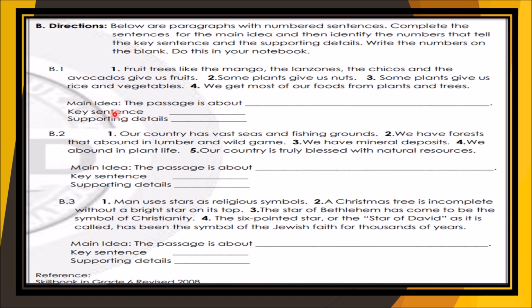Okay, what is the key sentence? We can find the key sentence there. It is number 4. This is the key sentence. We get most of our foods from plants and trees, right? Then the supporting details: 1, fruit trees like the mango and lanzones, the chicos and the avocados give us fruit. Then 2, some plants give us nuts. 3, some plants give us rice and vegetables.